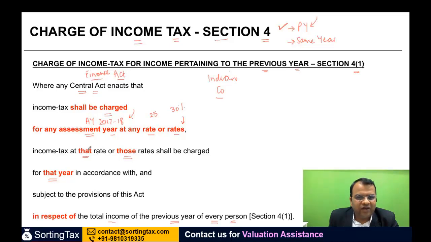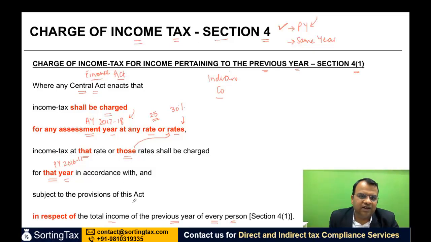Income tax at that rate. That rate means the rate that has been specified, or where more than one rate is specified, those rates shall be charged for that year. Which year? Assessment year 2017-18 or previous year 2016-17, in accordance with and subject to the provision of this act. Which means the rate is 30%, but if there are any exemptions which have to be given or some disallowance that has to be made under the act, that has to be done in respect of the total income of the previous year of every person.